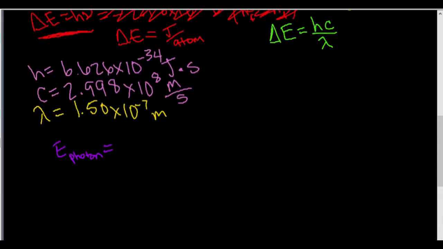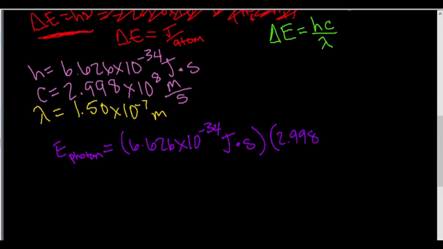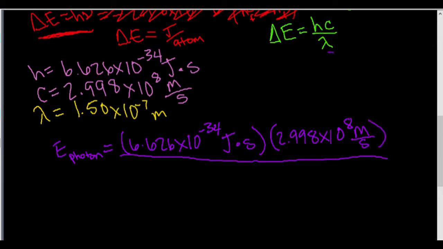Okay, so energy of the photon equals 6.626 times 10 to the negative 34 joule seconds times 2.998 times 10 to the 8th meters per second. That's all going to be over our lambda, which is 1.50 times 10 to the negative 7 meters. Okay, cool. So we've got this part set up. Let's cancel some units and do some math. Seconds cancel, meters cancel, and that's going to leave us joules.